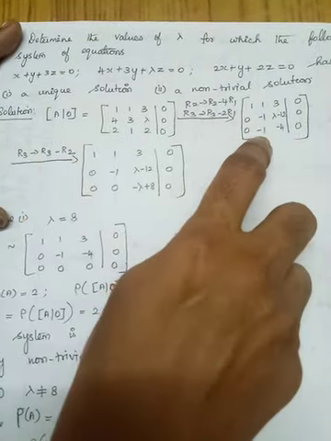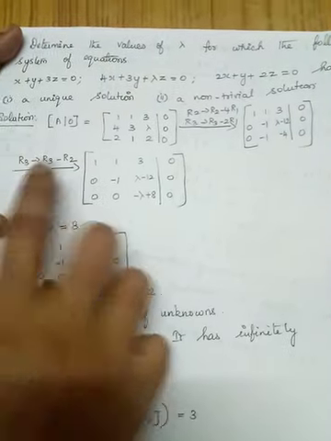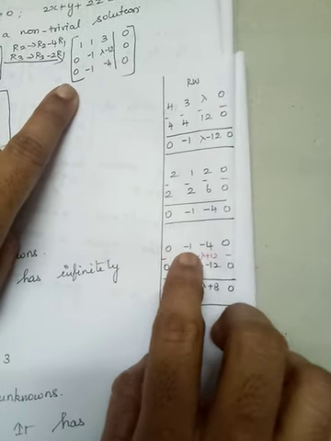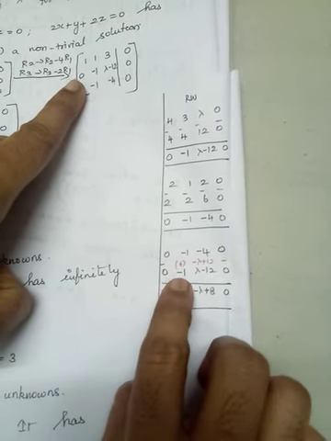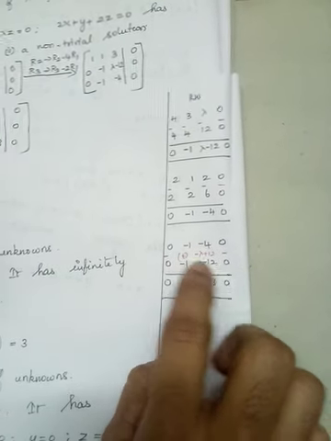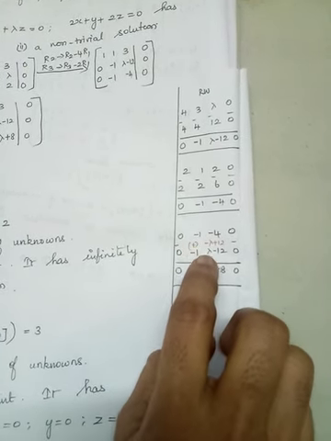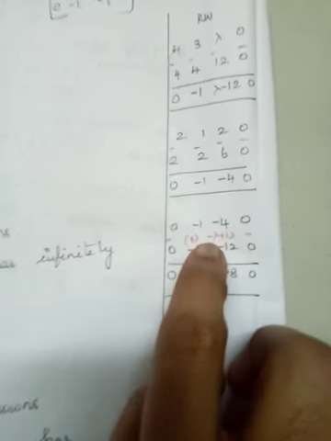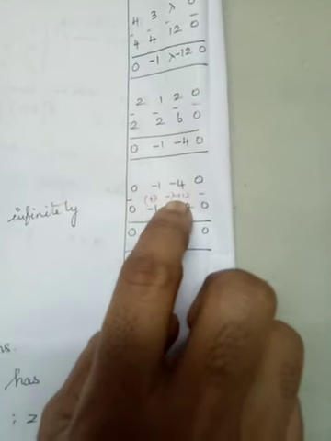Next, we have to make this element 0. Here you are having minus 1, here you are having minus 1. So when you subtract, it will become 0. Look at the rough work. So the R3 elements are 0, minus 1, minus 4, 0. And the R2 elements are 0, minus 1, lambda minus 12, 0. So when you do the subtraction, you have to change the sign. So minus will become plus. Lambda is in plus, so it will become minus lambda. Minus 12 is there, so when you change the sign, it is plus 12.